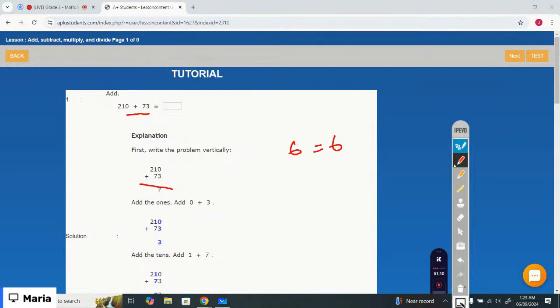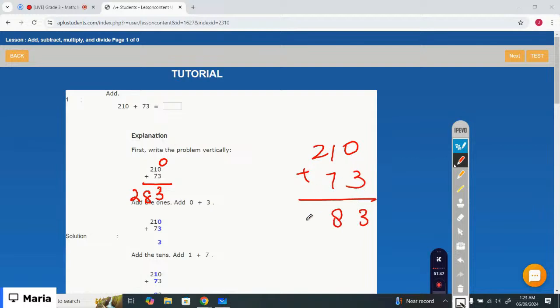You have to start with the ones digit, right? When you add or subtract, that is 3 plus 0. Start adding from the ones digit. So 3 plus 0 is 3, right? Then you add the tens digit. So here you have 7 and 1. So 7 plus 1 is 8. And you need to write 2 as it is because you don't have any digit right below the 2. So that means 210 plus 73 equals 3 plus 0 is 3, 7 plus 1 is 8, and 2. So that is 283, right?